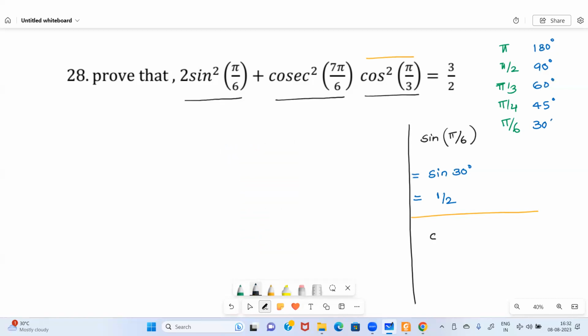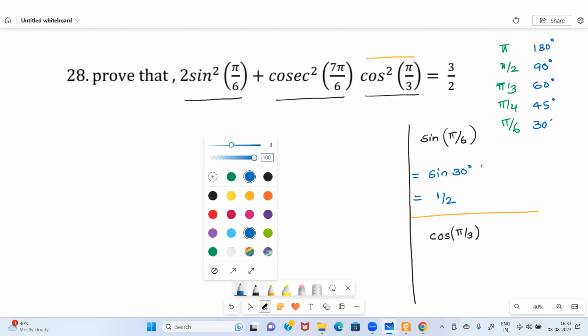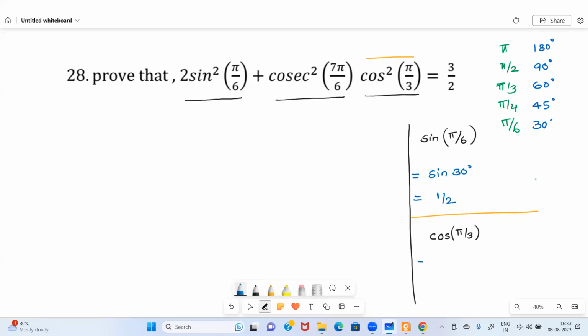Squaring we will do later, okay? Right now, we are just looking at what are the angles which are there. So cos pi by 3. And as I have told you, pi by 3 refers to what angle? 60 degrees. So it's nothing but cos 60 degrees. And what is cos 60? Once again, from the tables, you know, from 10th standard, it's 1 by 2.